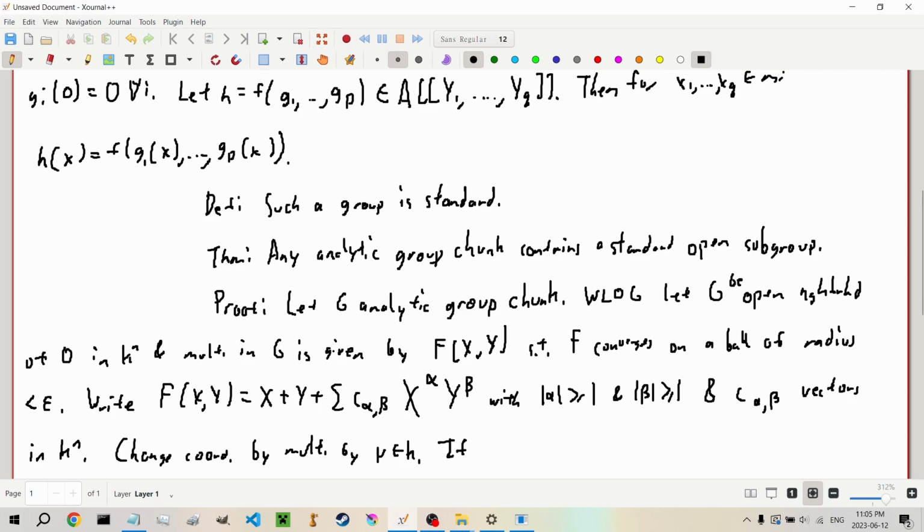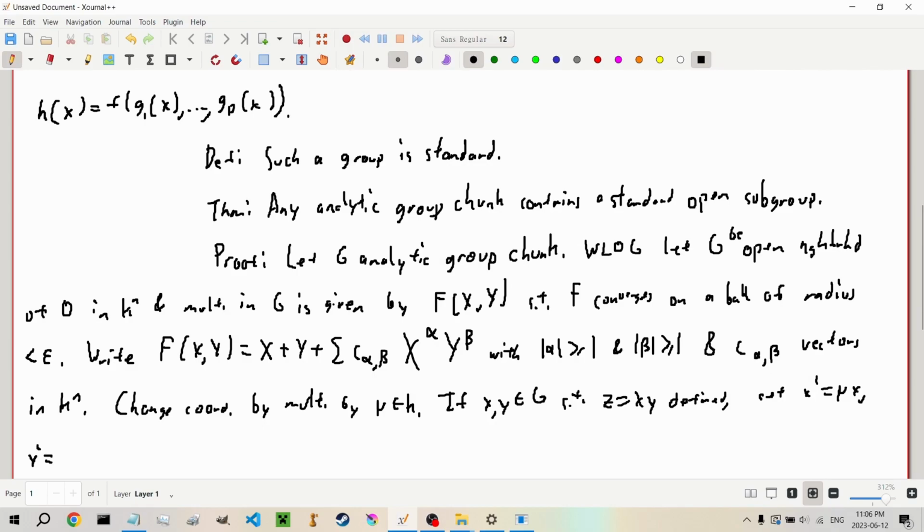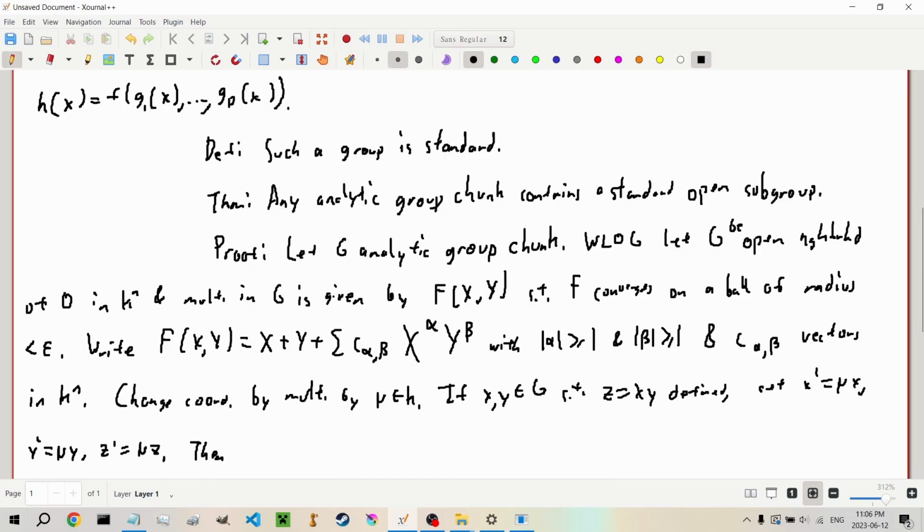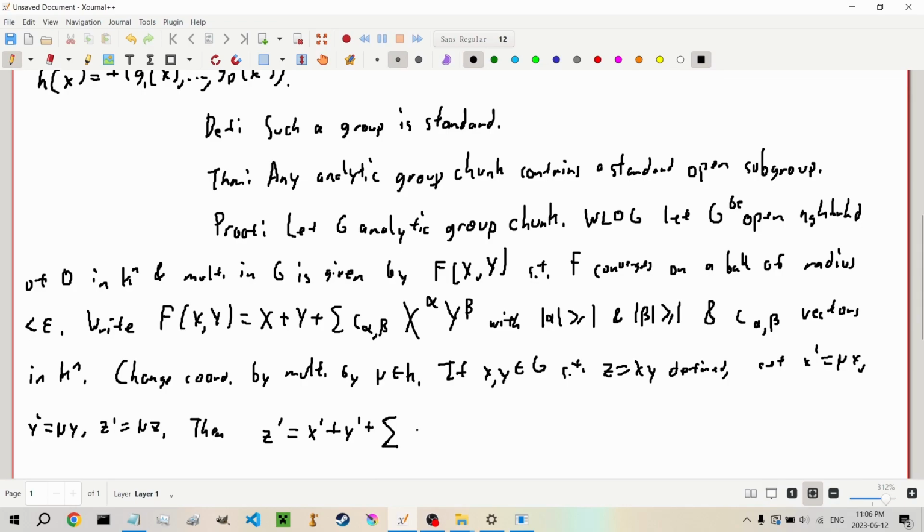So specifically, if we have x and y in G such that z equals xy is defined, we can set x prime to be mu x, y prime to be mu y, z prime to be mu z. Then z prime is x prime plus y prime plus, for each coefficient alpha, beta, it's going to get scaled by mu to the size of alpha plus size of beta minus 1, times of course x prime to the alpha, and y prime to the beta.